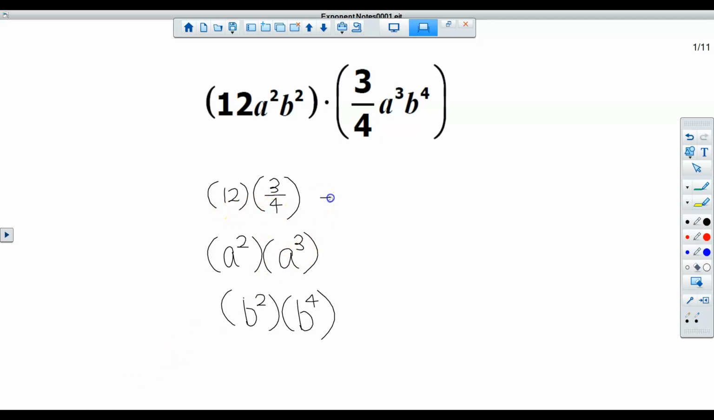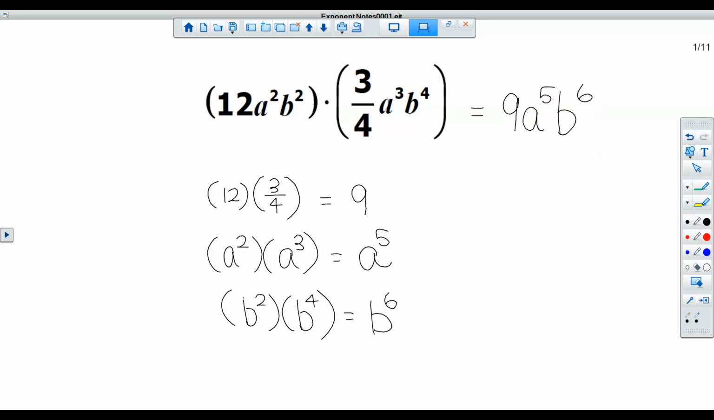If you use your calculator and do 12 times 3/4, you're going to get 9. With exponents, in product rule, I add. So I'm going to have my a, and I'm going to add 2 plus 3 to make that a to the 5th. I'm going to have my b, and then I'll add 2 plus 4, which is 6. So the answer to this problem should be 9, a to the 5th power, b to the 6th power.